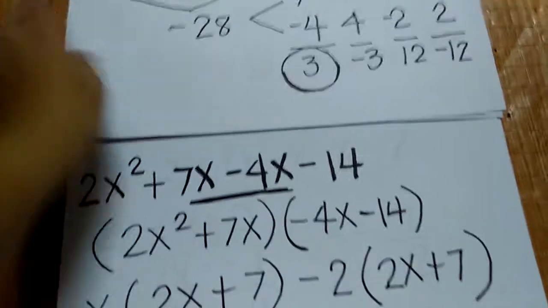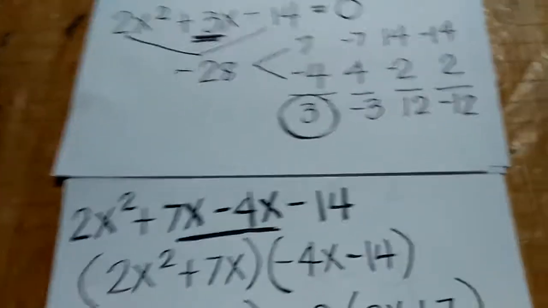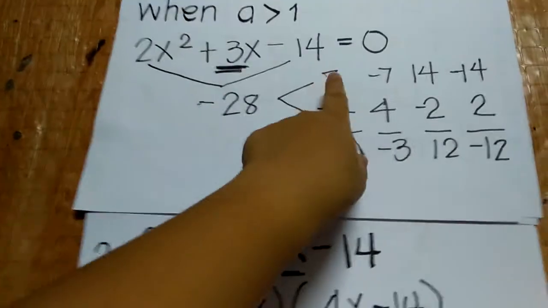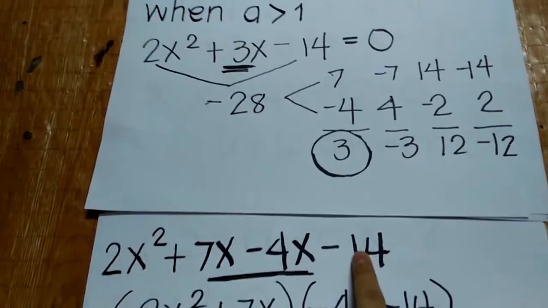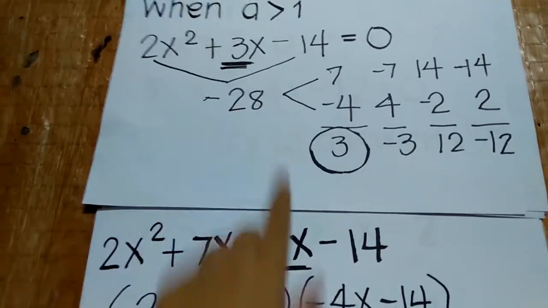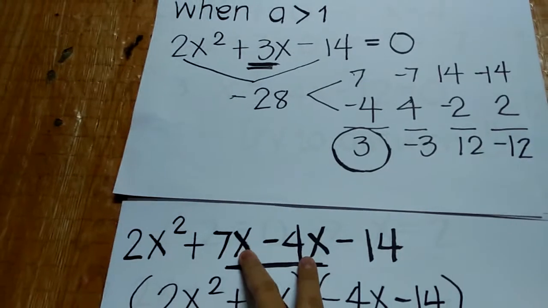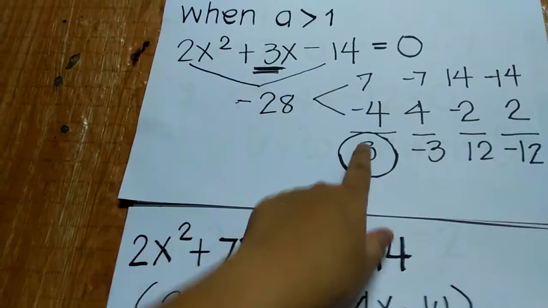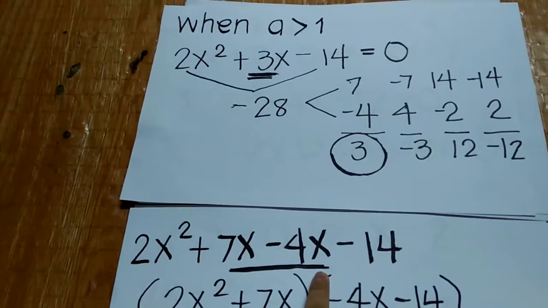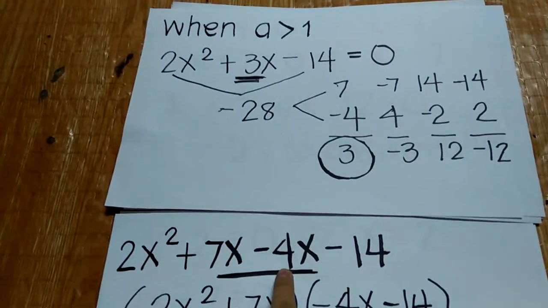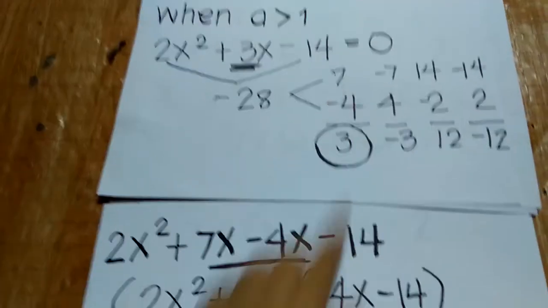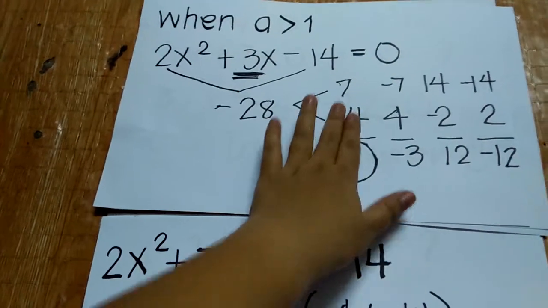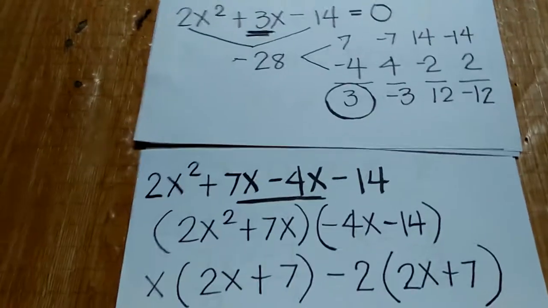Ano yung susunod na step? So, ang susunod na step natin, tignan nyo mabuti. So, si 2x squared, just copy. Si negative 14, just copy. Si 3x, ayan, dito natin nilagay, pinalitan natin si 3x, ipinalit natin yung dalawang factor na napili natin, which is 7x tsaka negative 4x. Galing yang 7 at tsaka negative 4 dito. Okay? So, pinalitan natin si 3x nung ditong factor na to. Okay, so 7x minus 4x.